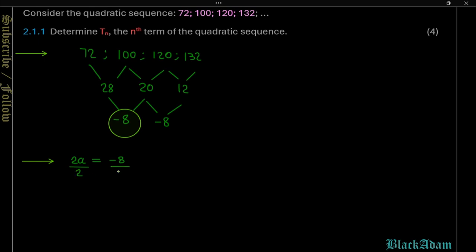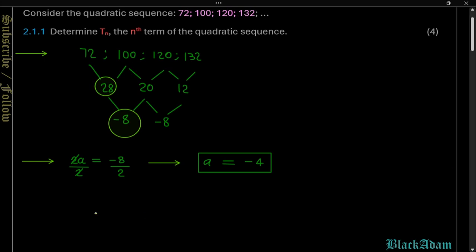Dividing both sides by 2, we have a is going to be negative 8 divided by 2, which is negative 4.